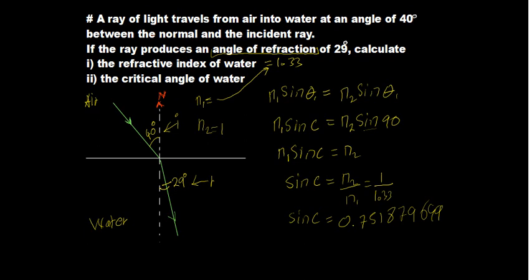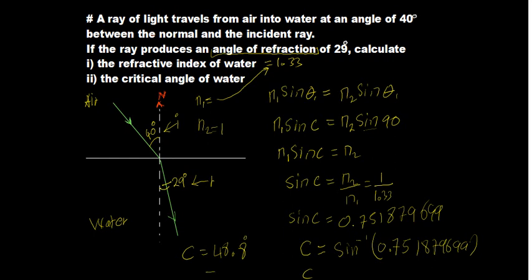So meaning our C, the critical angle, is equal to sine inverse of this same value that we have here, 0.751879699. What you're going to have at the end of the day is 48. So the critical angle will be equal to what? 48 point, I'll leave it to one decimal place, 8 degrees. So that is basically how we come up with a critical angle.